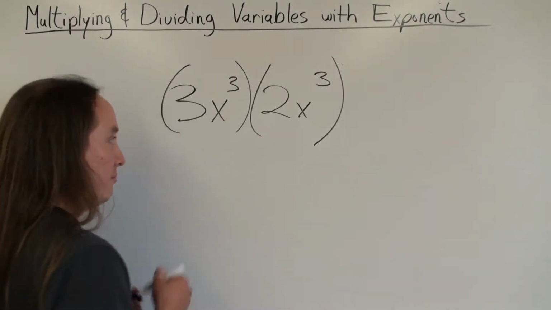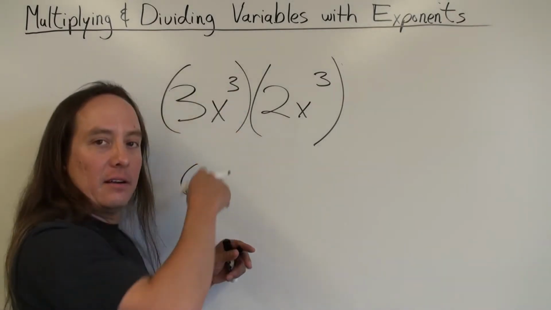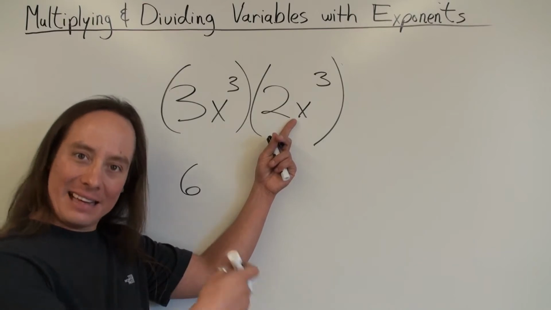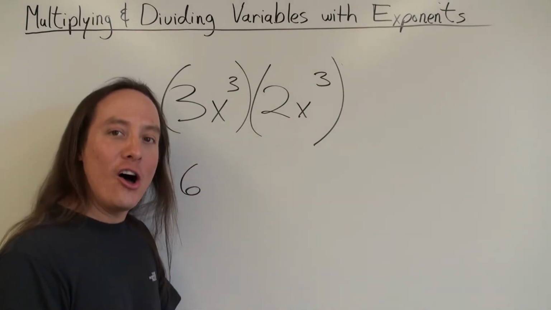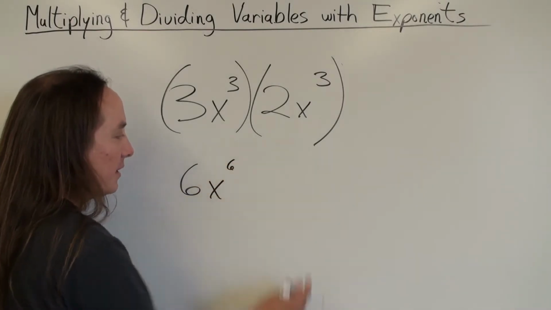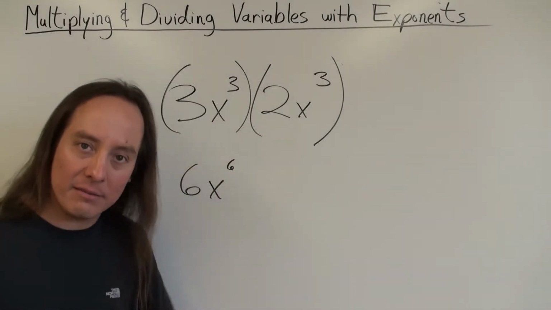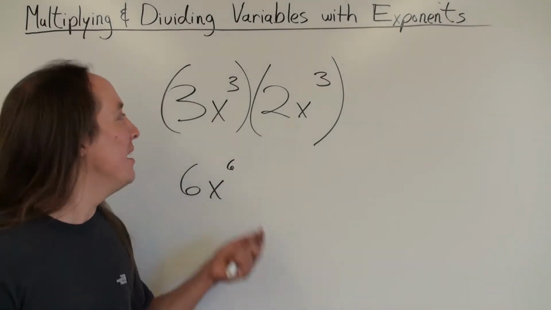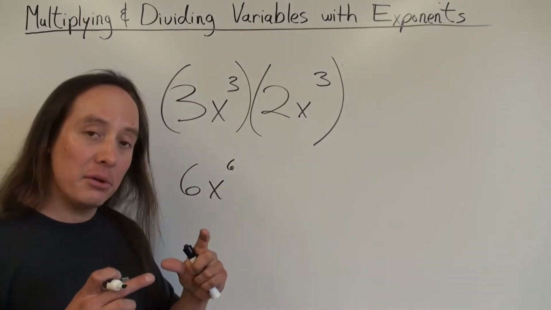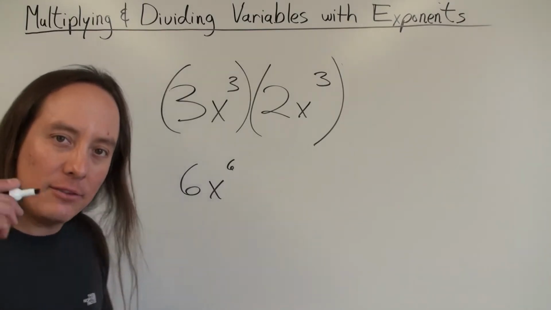3 times 2, 6. Now I have 3 x's here, or x times x times x, and I have the same thing over here, x times x times x. How many x's in all? 6. So I put x to the 6th. And that would be the answer for this. So multiplying the numbers, that doesn't change. But when we have the variable with an exponent and you're multiplying, when you multiply the variables, the exponents just add together. And that's basically it. Let me give you another example.